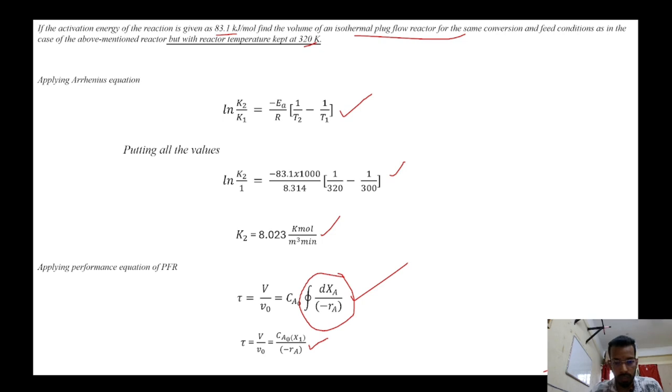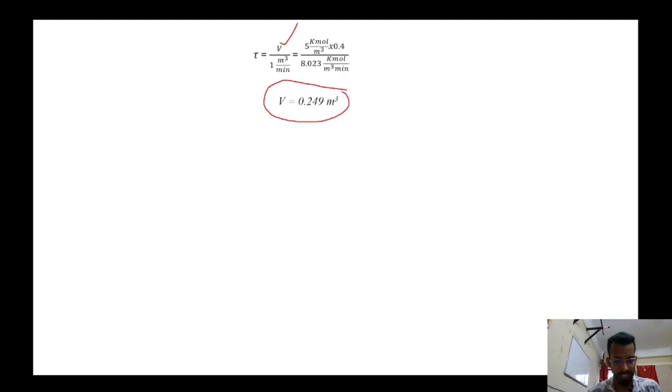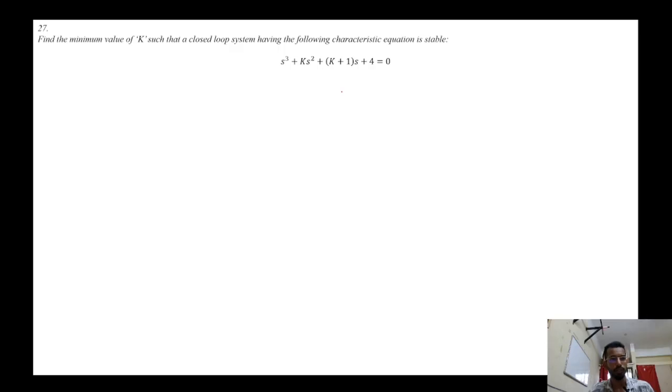I just put all the values. Solving for V, the volume is equal to 0.249 meter cube. So I hope you understand this question. These two questions are very easy, just based on some basic knowledge of chemical reaction engineering. So moving to the next question.